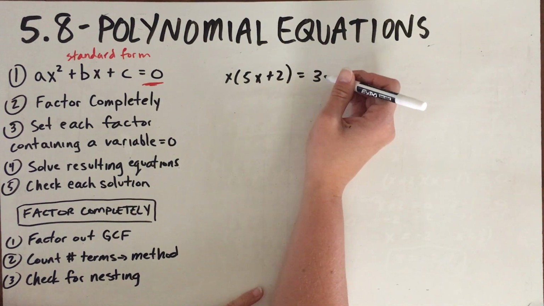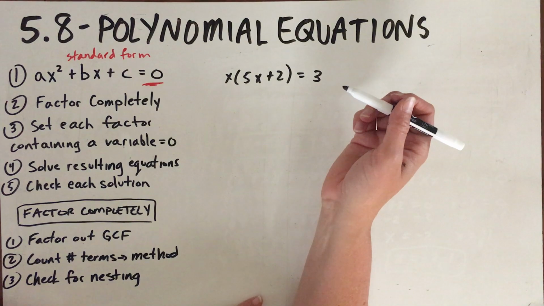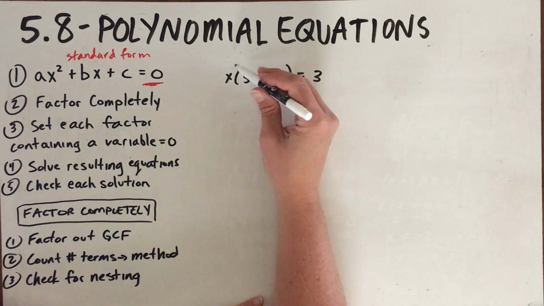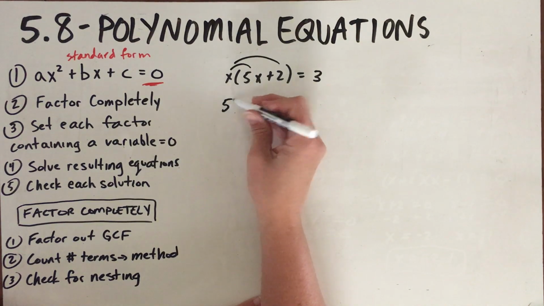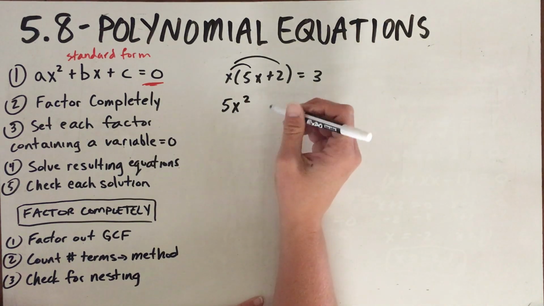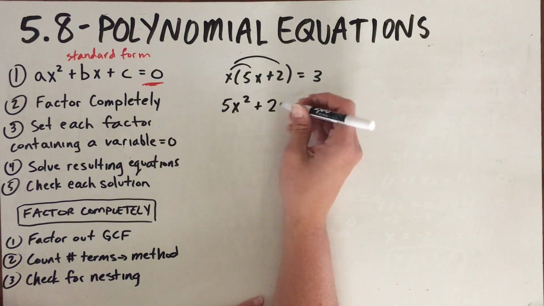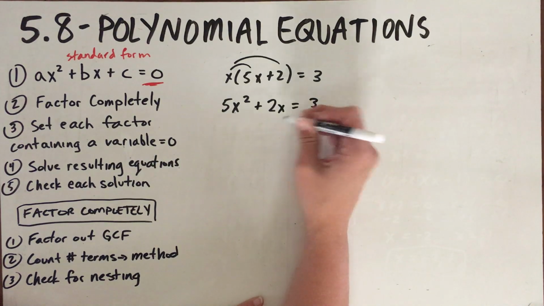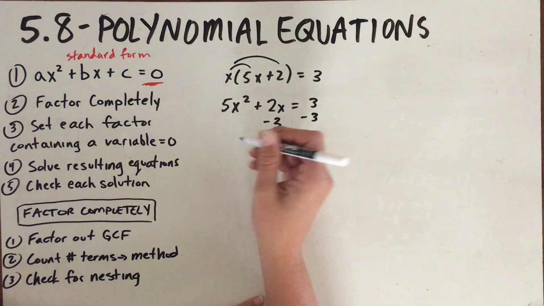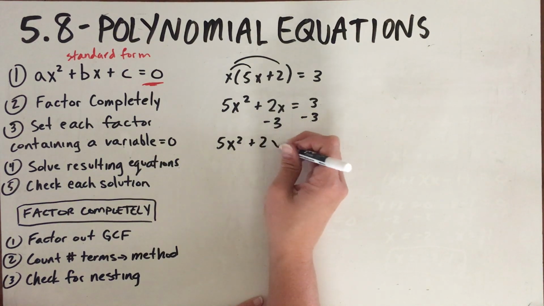Okay, so there are several occasions where they're not in standard form. All right, well, if I want to put this in standard form, I have to multiply this out. Get a 5x squared plus a 2x is equal to 3. Subtract the 3 over, because remember, I want to get all my junk equal to 0.